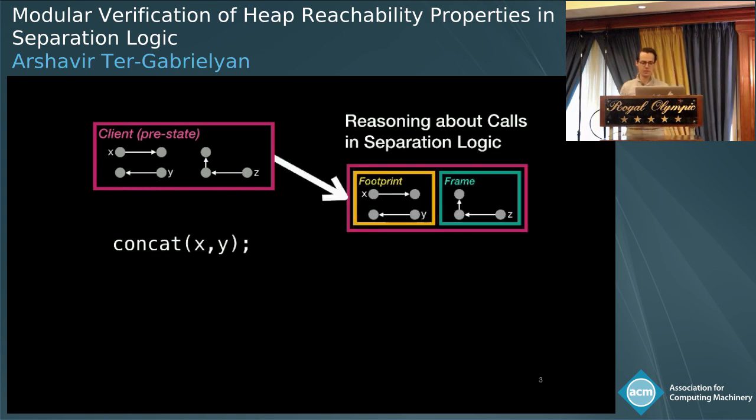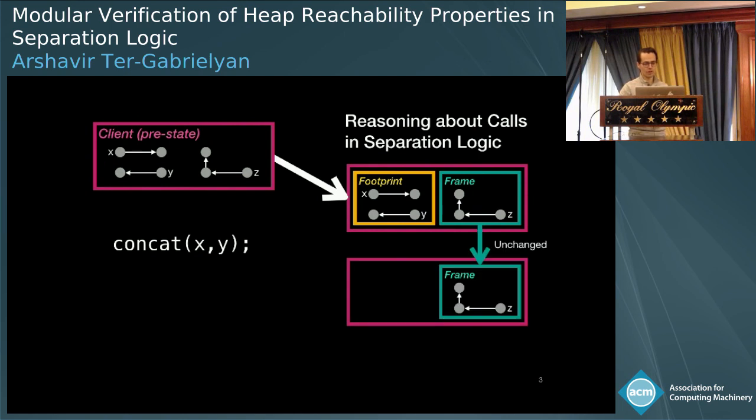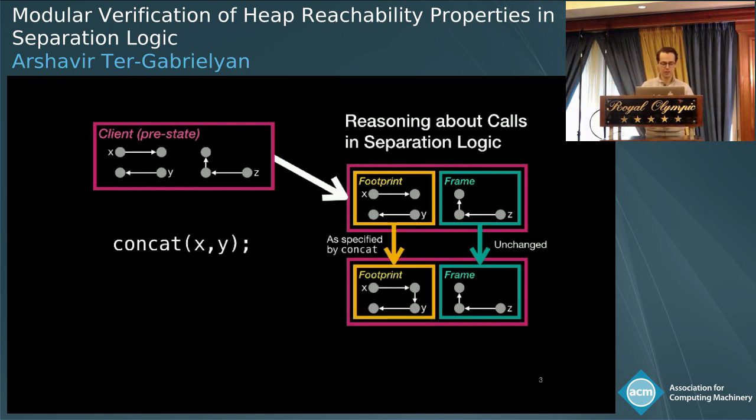Now we have to split this set into the part of the heap that the called procedure is operating on. This is what we call the footprint of the call. And there's also the leftover part of the heap that is called the frame. What's special about the frame is that the heap configuration in the frame is guaranteed not to be affected by the call, so it remains unchanged. Conversely, the heap configuration in the footprint will change according to the specification of the procedure.